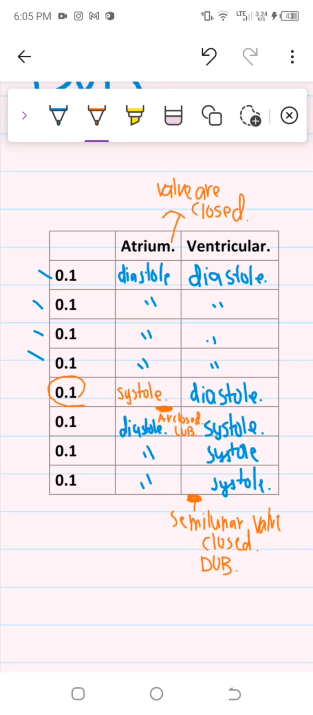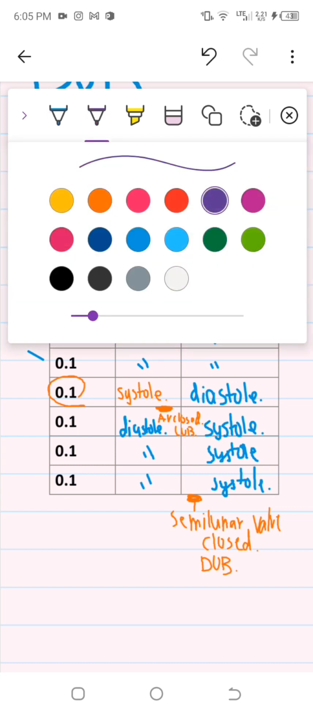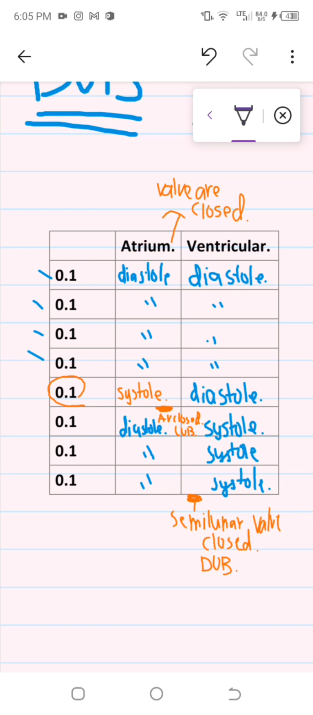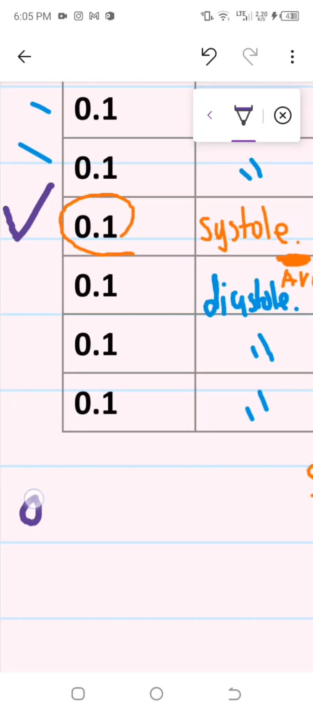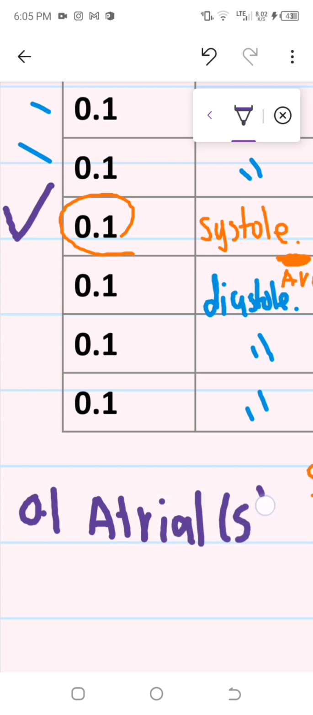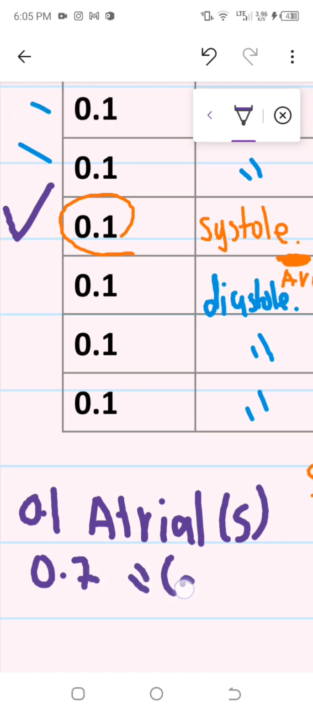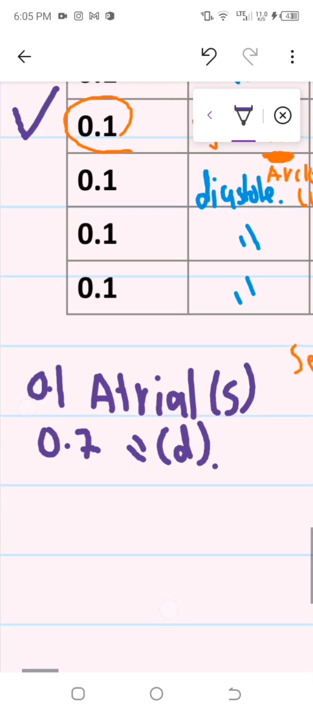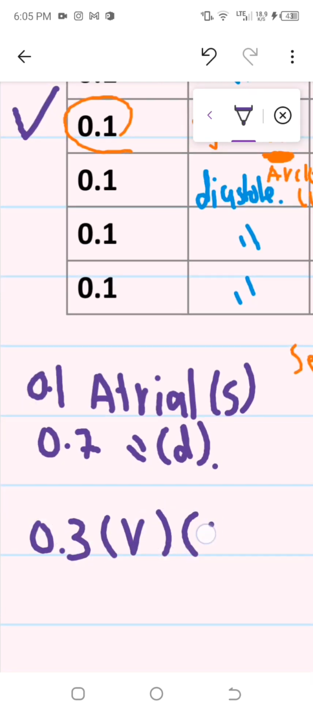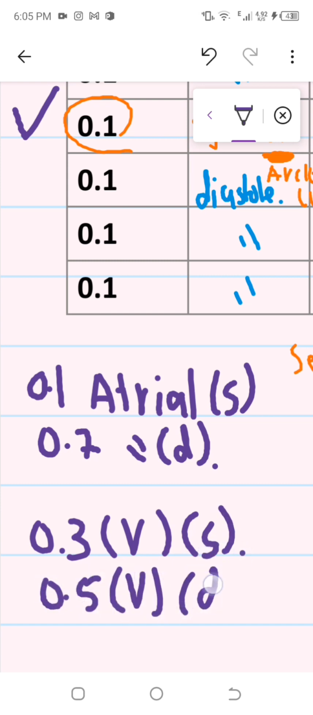Here I can tell you what is happening. Only 0.1 second the atrium will be in systole, and the remaining 0.7 seconds the atrium will be in diastole. And 0.3 seconds the ventricle will be in systole, and the remaining 0.5 seconds the ventricle will be in diastole.